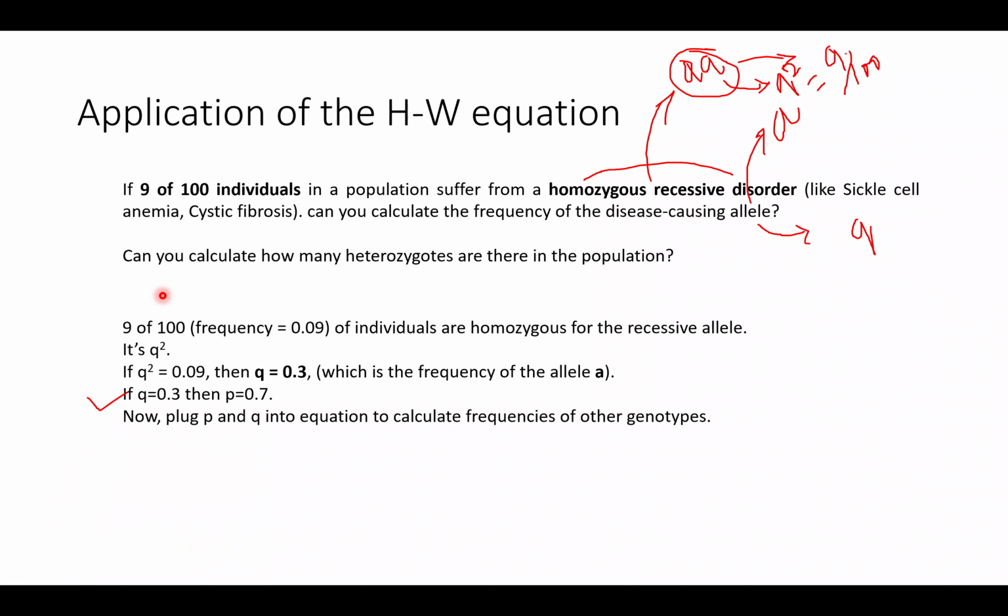Now I'll go to the other part of the question. Can you calculate how many heterozygotes are there in the population? Heterozygotes means capital A, small a. And one hint is already given: P plus Q is equal to 1, as I said, it has to be 1. Okay, others, can you try? Okay, can others also try?